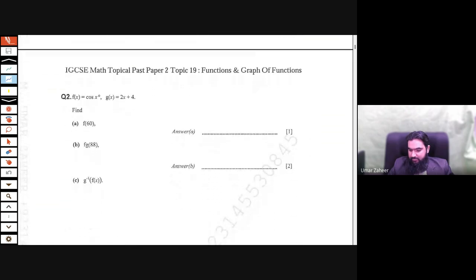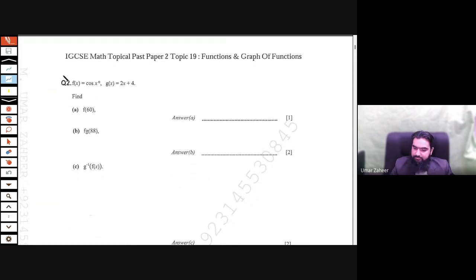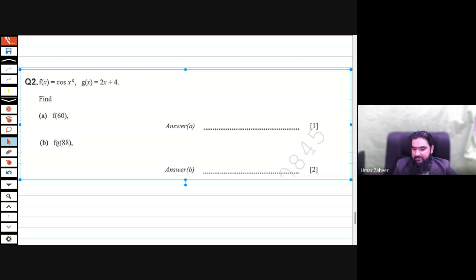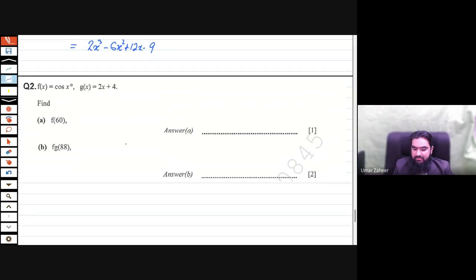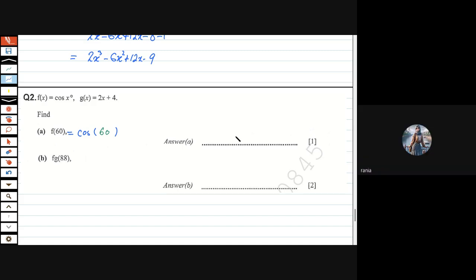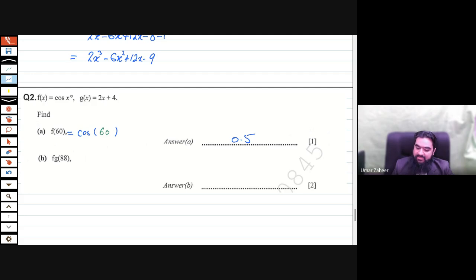Let's look at some more composition questions. Look here. Now you have to find f of 60. The function f is cos of x. In place of x, I will substitute 60, and cos of 60 is equal to 0.5.